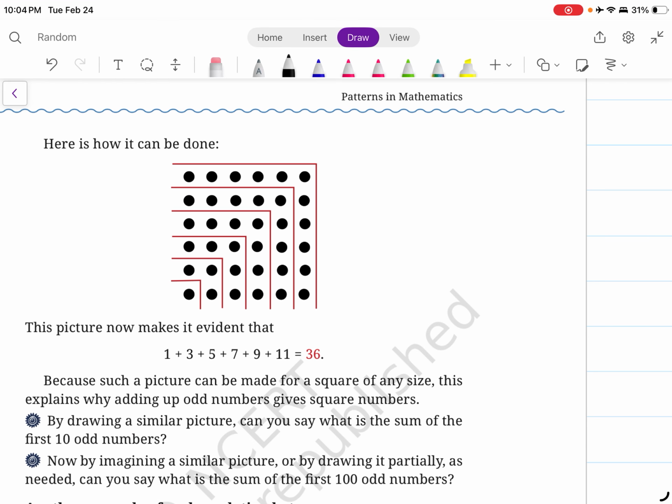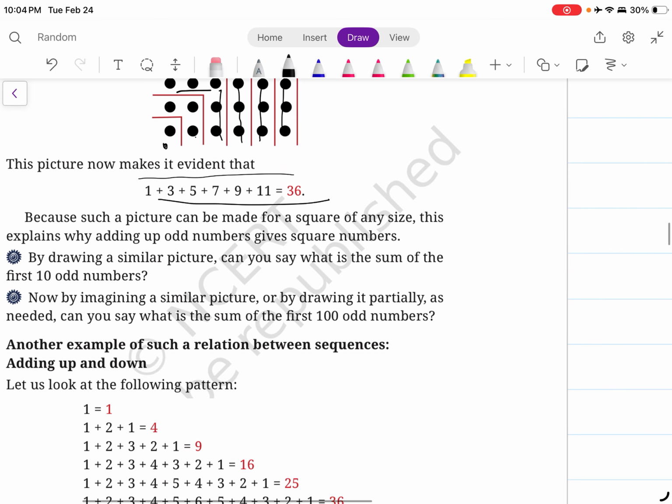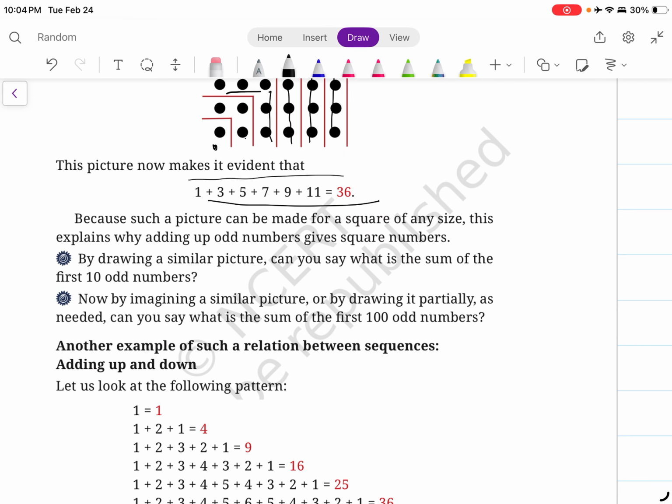No picture make it evident that. So one, then after this three dots were added. They are dividing odd numbers: 5 here, then 4, 3, 7, this is 9, this is 11. When you add all that, it will come to a square. Because of such a picture that can be made a square of any size, this is explained by adding up odd numbers gives us a square number.